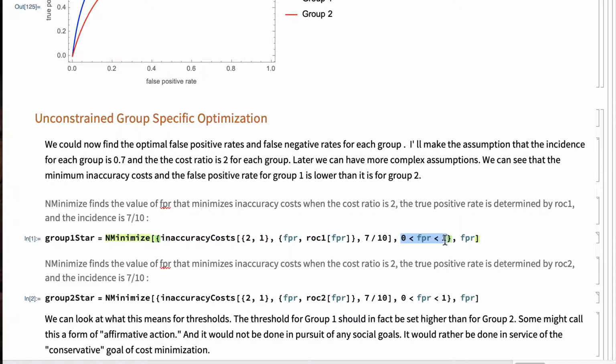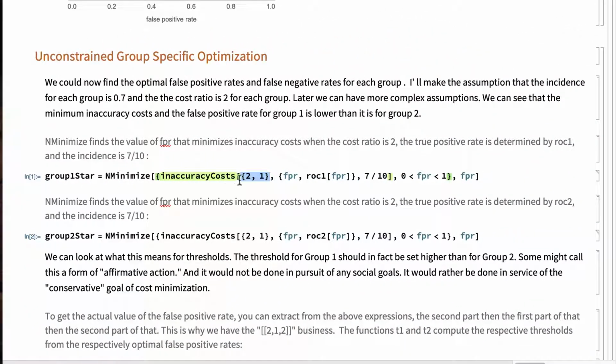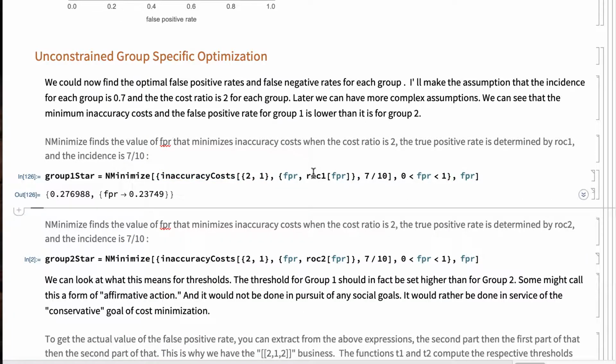Subject to the constraint, that's the second argument, and the only constraint I'm going to impose here is the rather boring constraint that the false positive rate has to be between 0 and 1. What's the rest of this stuff? This is telling us that the false positive cost is 2, the false negative cost is 1. This is telling us that the incidence is 7/10, and this is telling us to use the ROC curve for group 1. So let's do that minimization, and we find out that the thing that minimizes inaccuracy costs is for the false positive rate to be set at 0.23749.